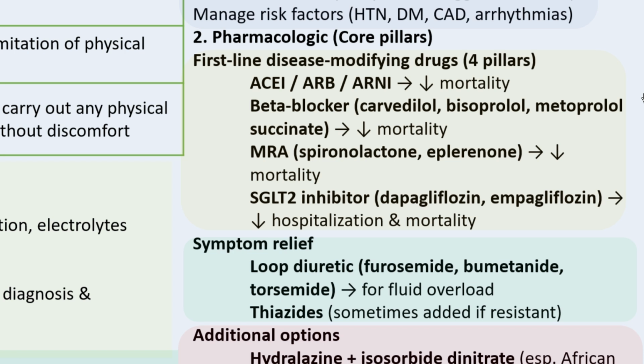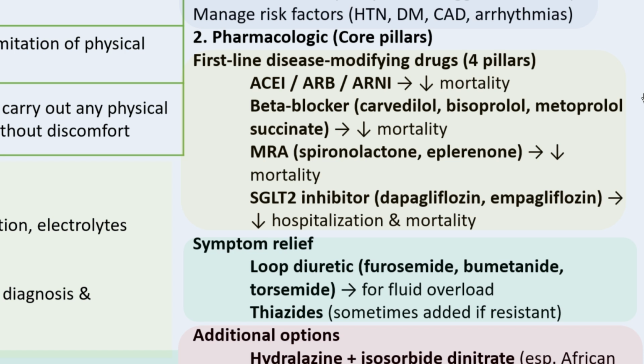And the first pillar is the ACE inhibitors, or the angiotensin converting enzyme inhibitors, the angiotensin receptor blockers, and the angiotensin receptor neprilysin inhibitors. An example of the ARNI is sacubitril valsartan. There is a mention of those two drugs, the ARB as well as the neprilysin inhibitor. These have been found to reduce mortality, and they're given to any patient that you find to be having heart failure.